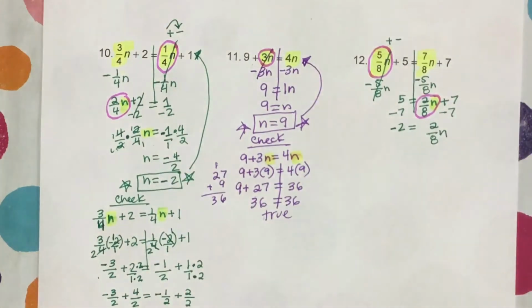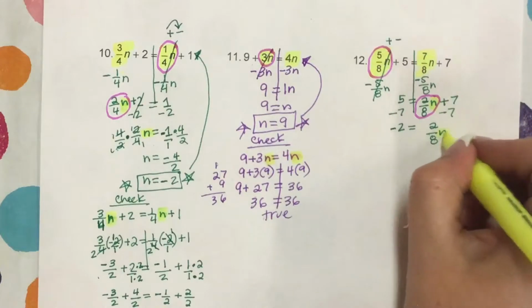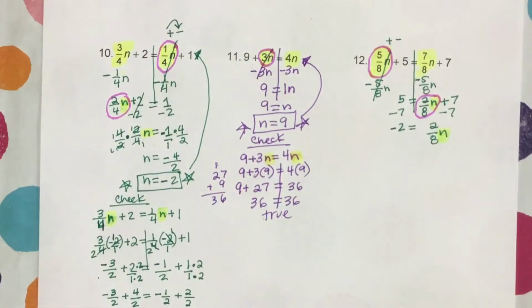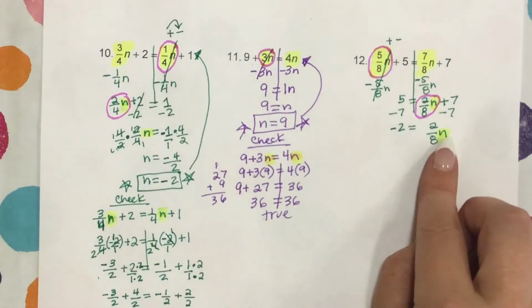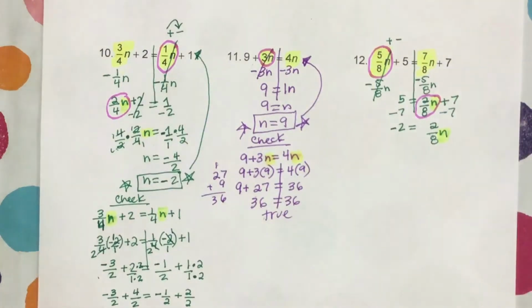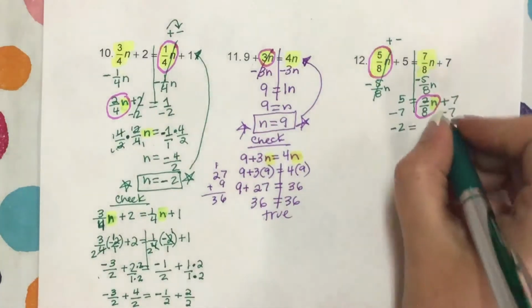And we're trying to get n by itself. But it is multiplied by a fraction. So whenever we are trying to get a variable by itself and it's multiplied by a fraction, we need to multiply by the reciprocal.